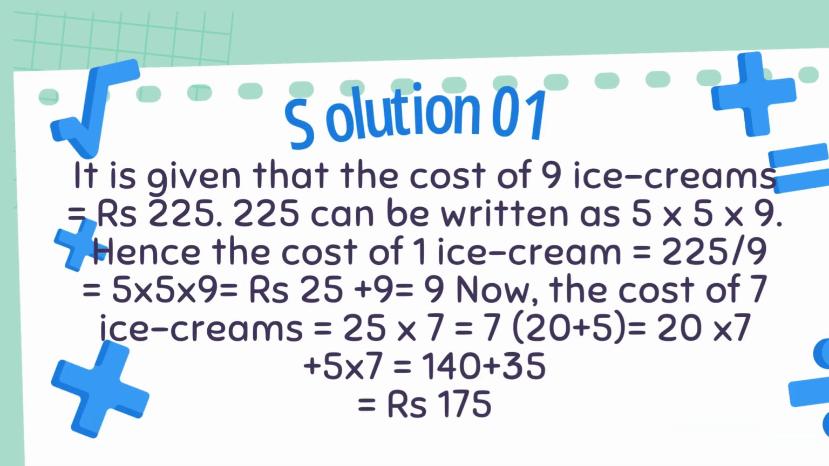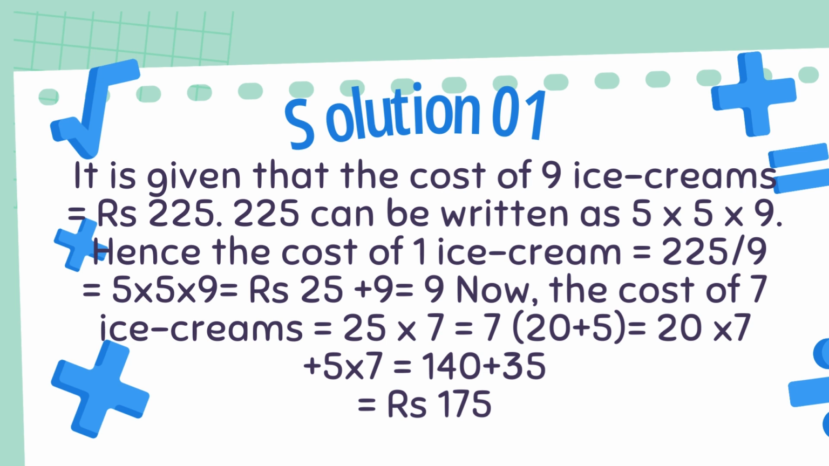As you know, the given cost of 9 ice creams is rupees 225, which can also be written as 5 cross 5 cross 9. How can we calculate the cost of one ice cream? By dividing 225 by 9. There is a simplification: I can write 225 like this, 25 multiplied by 9, divided by 9, and we get 25.